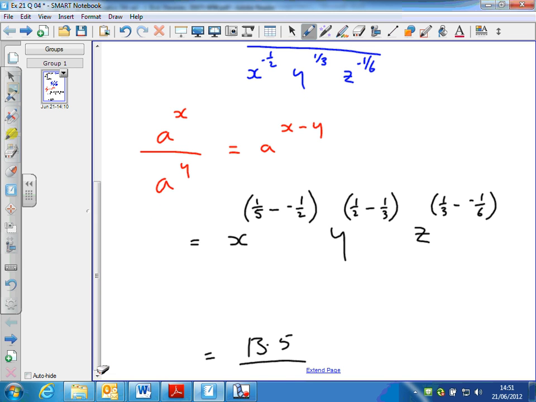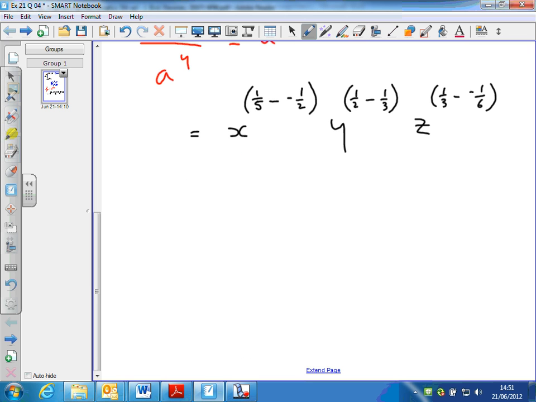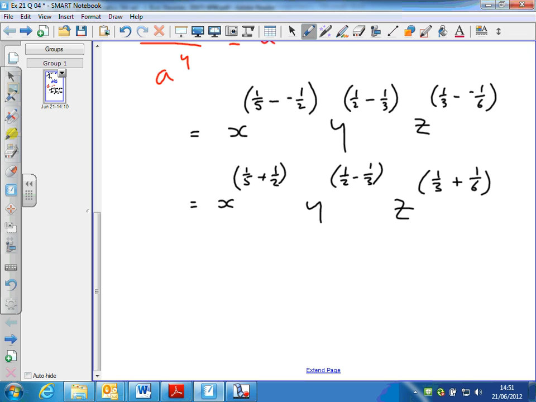So carrying on, we have this equals x to the power a fifth plus a half, y to the power a half minus a third, z to the power a third minus gives me a plus a sixth. So leaving this in terms of fractions, all I've got to do is remember that to be able to add or subtract fractions, the denominator, the number at the bottom of the fraction, must be the same.